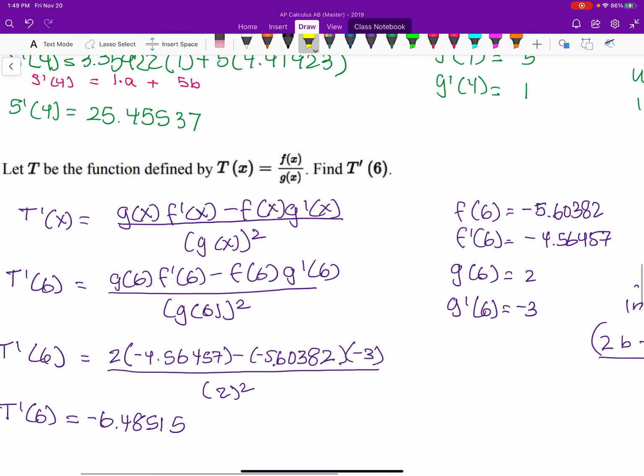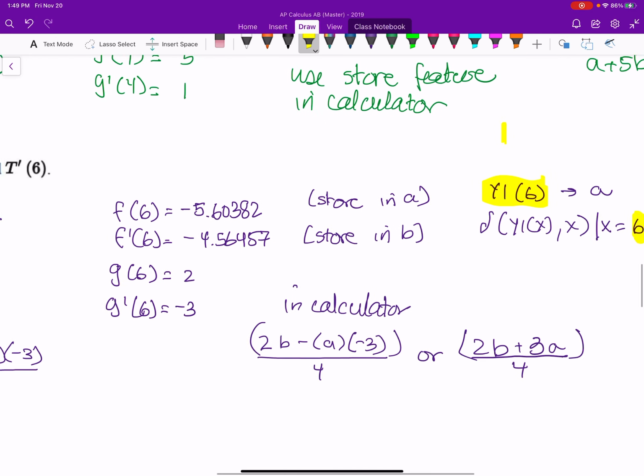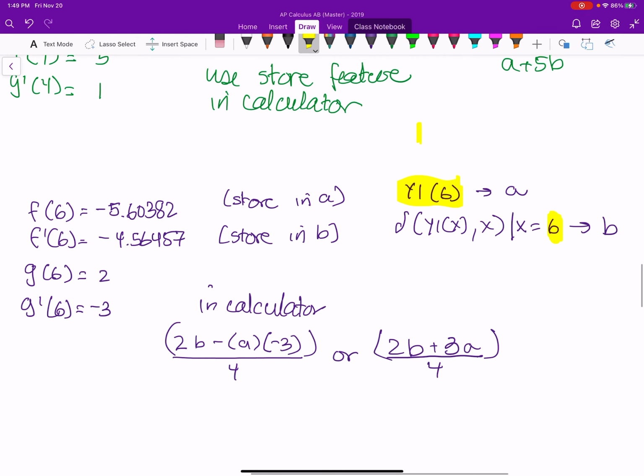So this, I think, is really the hardest part about it, is really just the calculator portion of it. But again, the vernacular for it. And then this is what, in the calculator, once I've stored for A and B, this is literally what I'm going to write in.